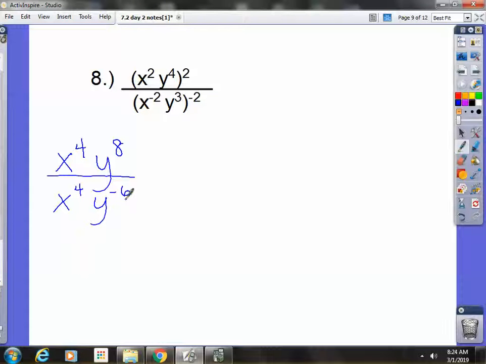Alright, so now we're dividing. We can do what with the exponents? Subtract them. Look at these x's though. Aren't they the exact same thing? We talked about this a little bit yesterday. When they're the same thing, what's going to happen? They're going to cancel. So those guys are gone. Let's move to our y's. So what is 8 minus a negative 6? 14. So it's going to be y to the 14th power where? Top. Anytime we subtract exponents, it always goes to the top.